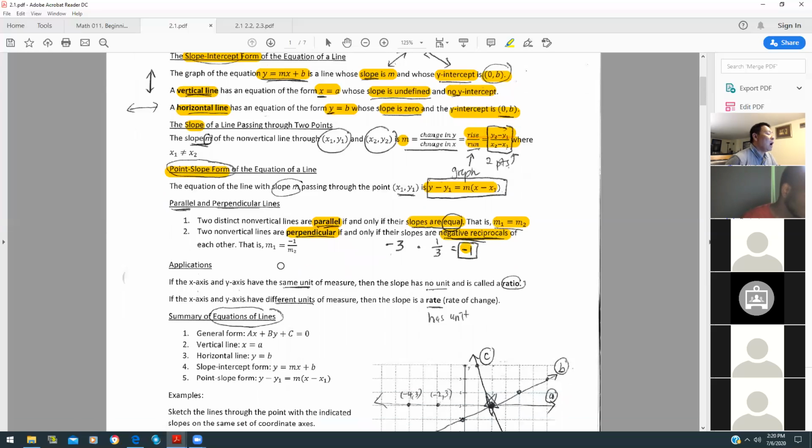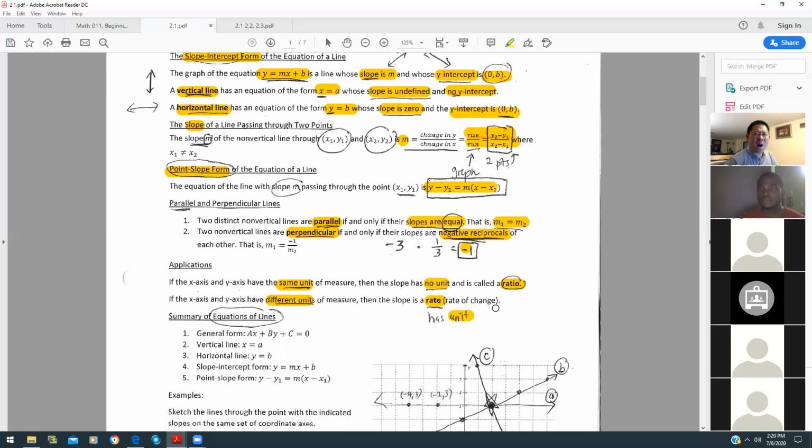Okay. What is a ratio? A ratio is where the x and y axes have the same unit. So if both the x axis and y axis have exactly the same units, you have a ratio. That means your slope has no unit at all. A rate is where the x and y axes have different units, and usually a rate has a unit.